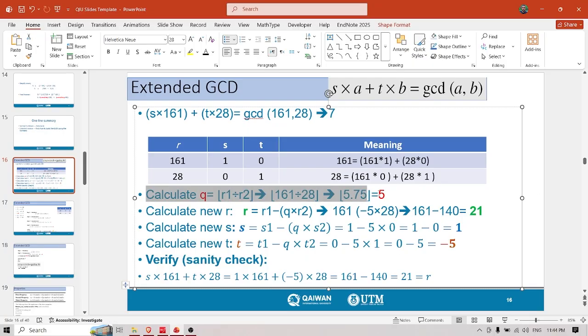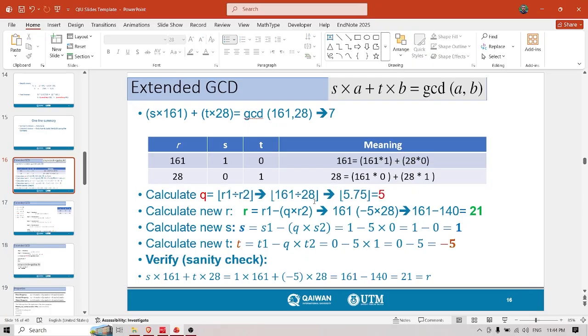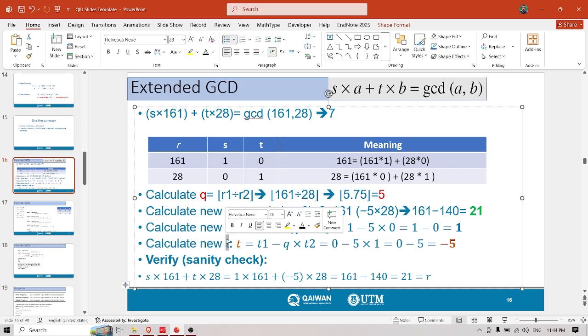Now we got the Q. We got the Q because we will need it for calculating new R, new S, new T. We already have R1 and R2. However, for extended GCD, we will need another R. Now, to calculate the new R, that R would be equal to R1 minus Q multiplied by R2. Now we know that this R1 is 161 and R2 is 28. However, this Q, we got it this way. This is why we need the Q.